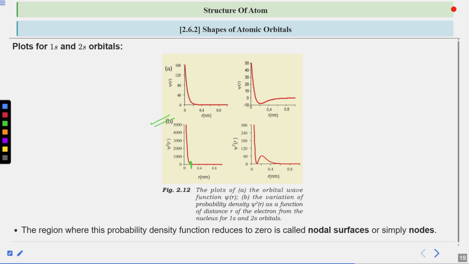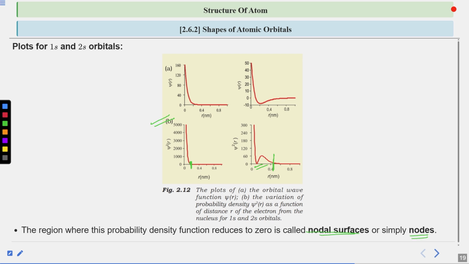But if you look at the 2s, it is ending here. But before that, there is also a place where the graph goes to 0, and it is within that orbital. It signifies that the orbital has electron density 0 at this position. And this is called the node or nodal surface.